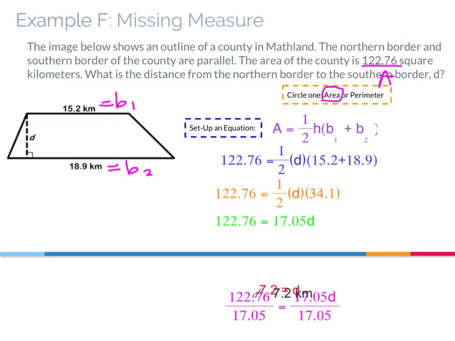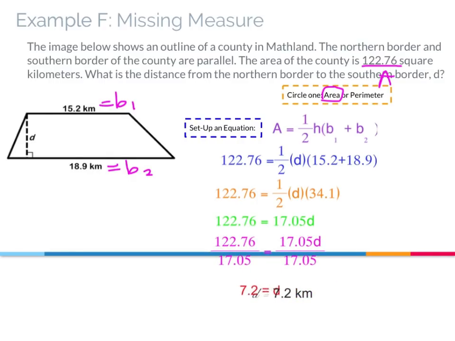And then I have to divide both sides by 17.05. And when I do that, I get the final answer of 7.2 is equal to d. That means my missing distance from northern border to the southern border is equal to 7.2 kilometers.